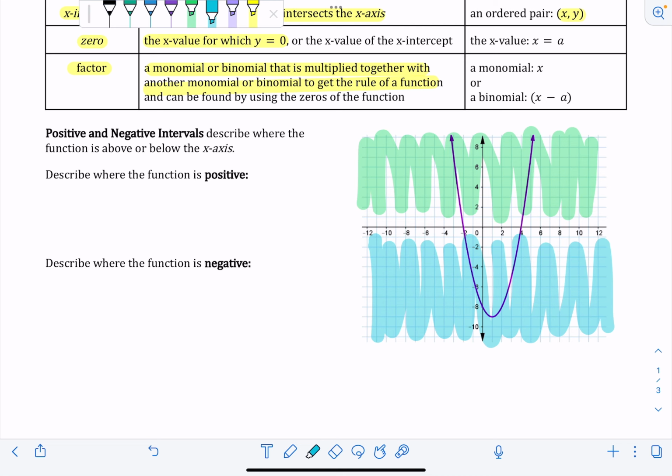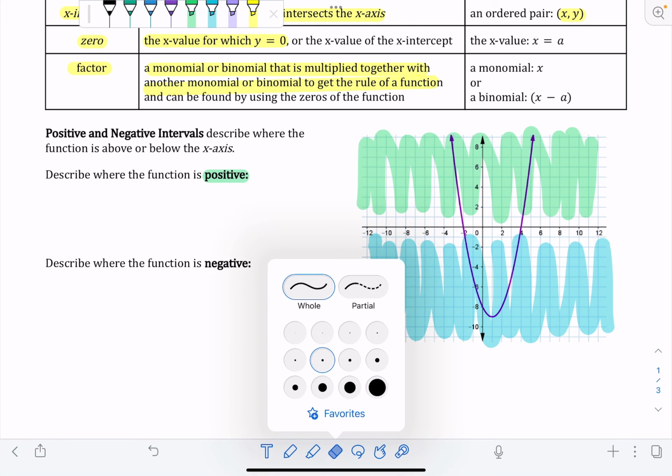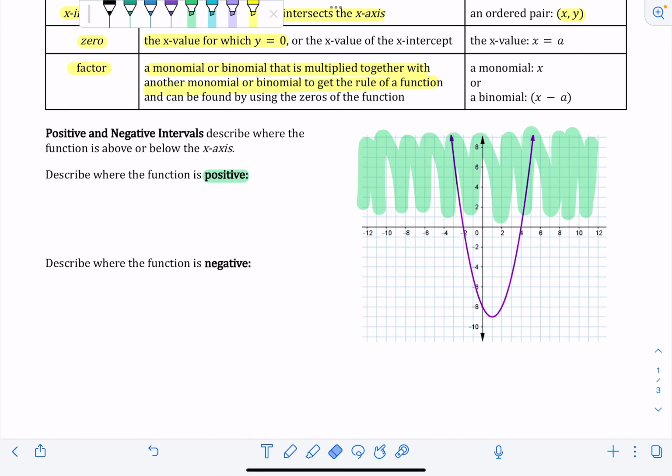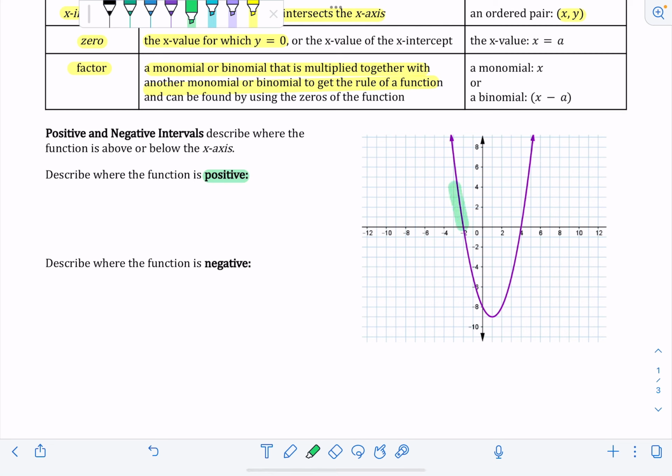So to describe where the function is positive, it's where all the y values are positive, so it's the top half of the function. All of these points anywhere along the function right there have positive y values because they're all above the x-axis. So if we want to describe that, I'm going to erase some of this. We need to describe this portion of the graph and then this portion of the graph.